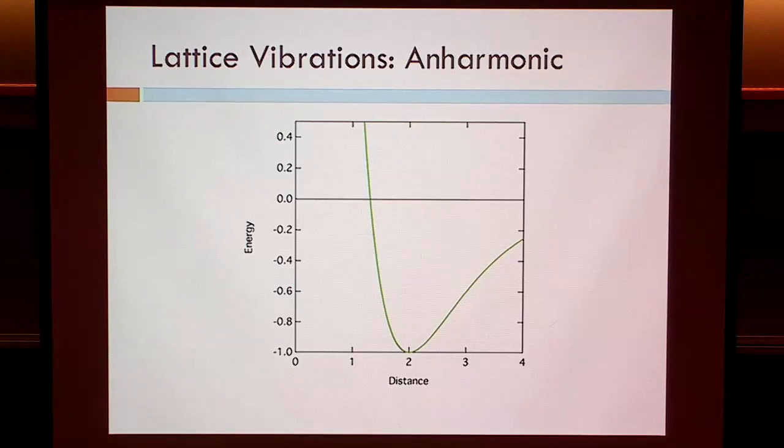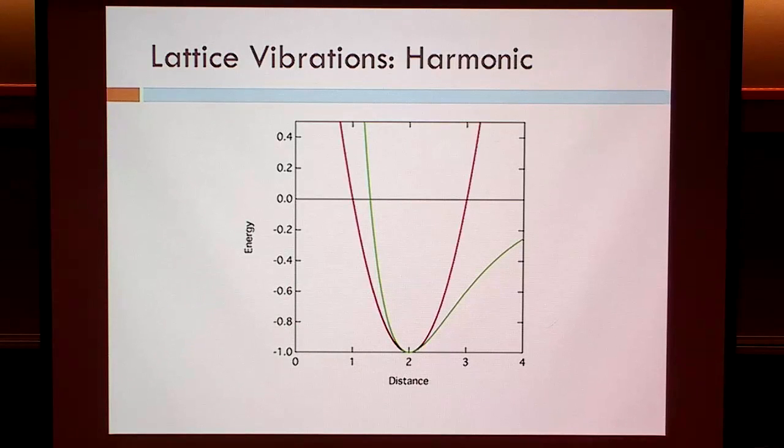Now, what if we try to approximate this anharmonic well? This is a messy function to work with. Maybe we can do something simpler. Let's approximate it by a harmonic potential, which is given in red here. And this harmonic potential has the same curvature as the full anharmonic energy versus distance curve near the origin.